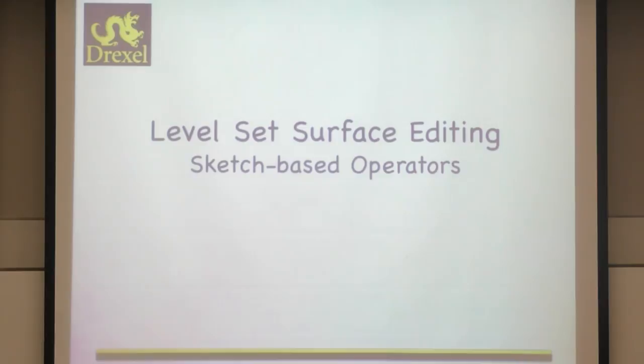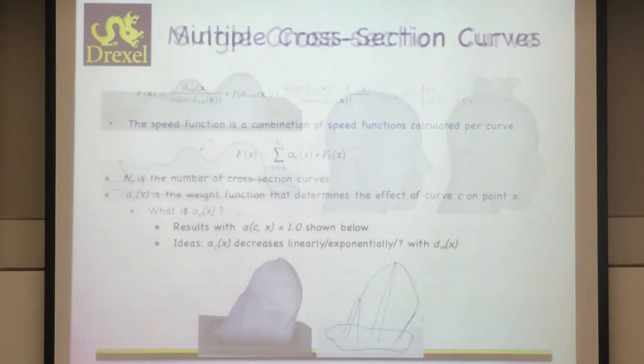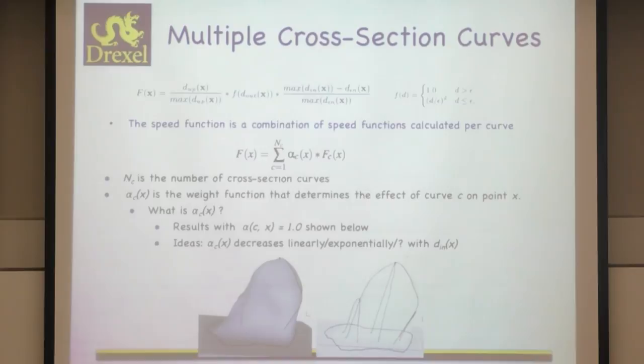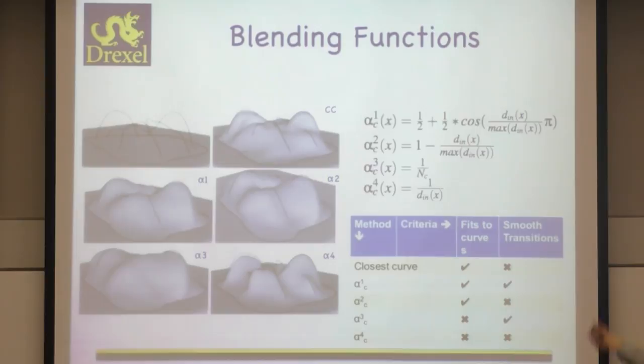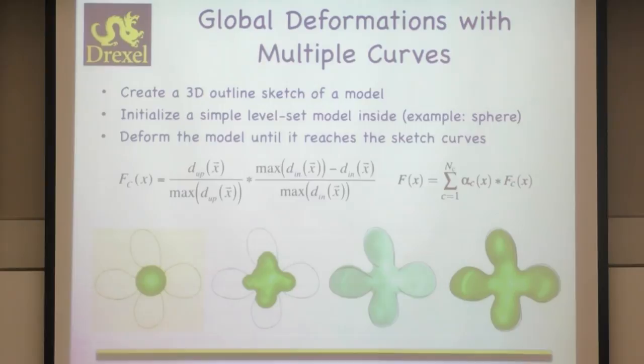Again, sketch-based: just draw curves over level set surfaces and have the level sets grow into them. Kind of a funny example there. Not just one curve, you can do multiple curves. Draw multiple curves over surfaces and have the level set move to approximately fit those curves. There are different ways of controlling that. These are global deformations: you have a blob in space and you draw curves around it, and then the level sets grow out to fit those curves. Again, there's an F function for that.